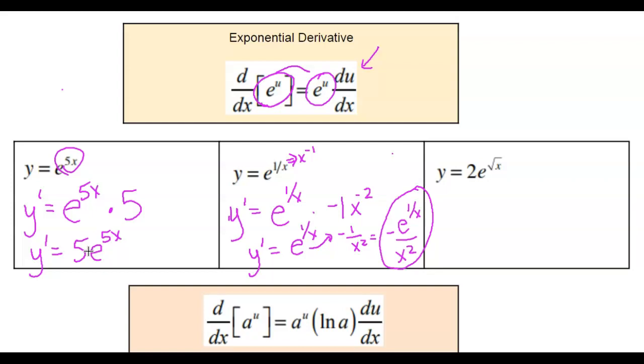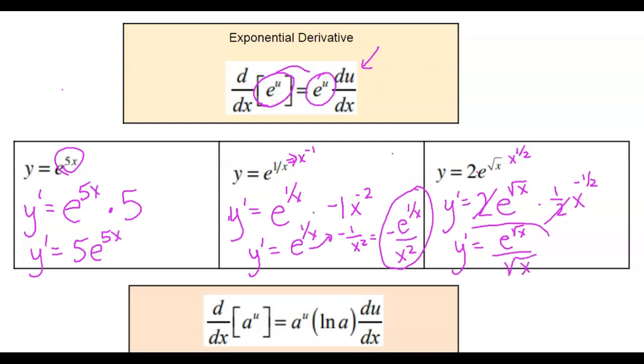And my last example, that's just a number, so that stays. So the 2 stays multiplied, e to the u stays the same. Then I'm going to rewrite this so I can do the derivative. So bring my power down, subtract 1. So my 2's would cancel out. I'll go ahead and do that. And we get e to the root x, and then this is a negative power. I'm just going to write it over there.